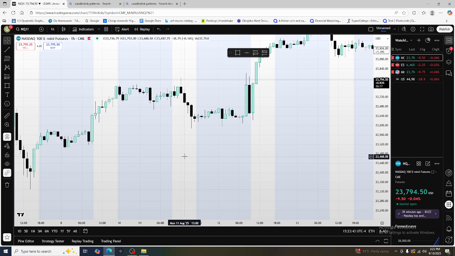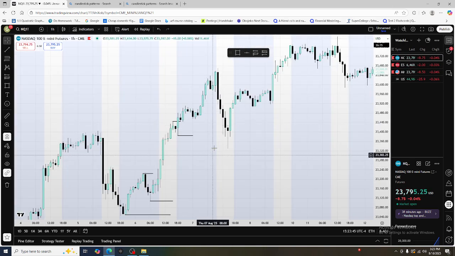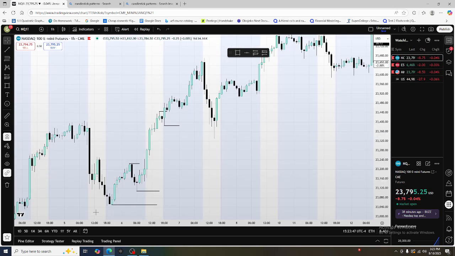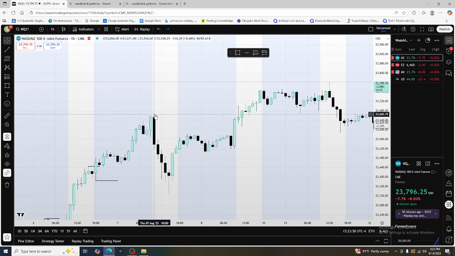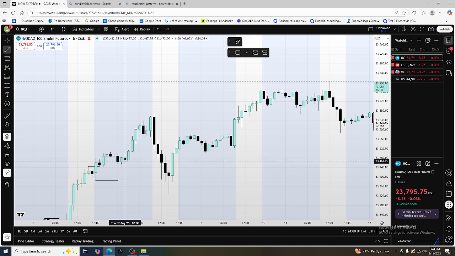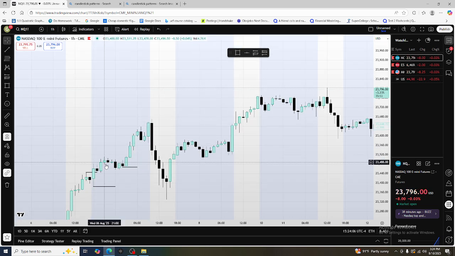Oh wait, right here. This previous example I used, right? Low, high, higher low, higher high. Once we get to this higher high, now we're going to be looking at the lows. So the last low that was made is right here, going into a higher high, higher low.